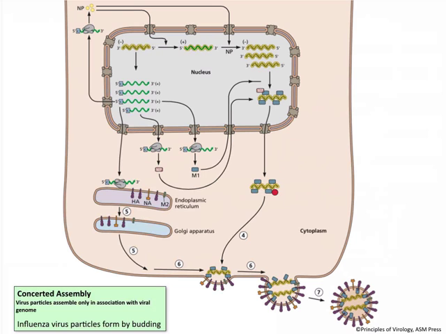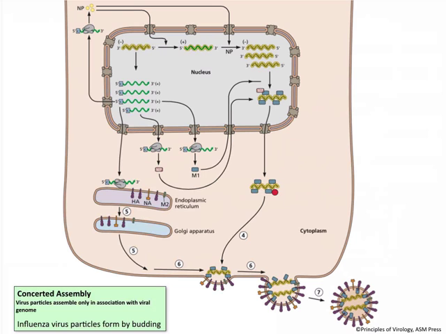So the particles assemble only in association with the viral genome. That's the definition of concerted assembly. Whereas before, we would build the particle and put the genome into it. And this is exemplified here by influenza virus particles, which form by budding.